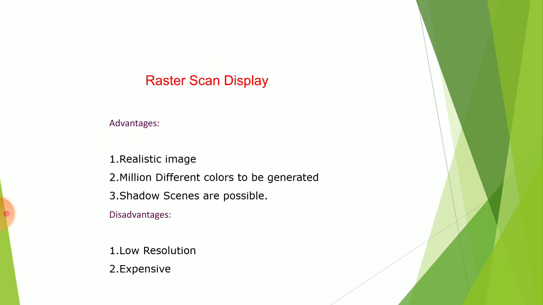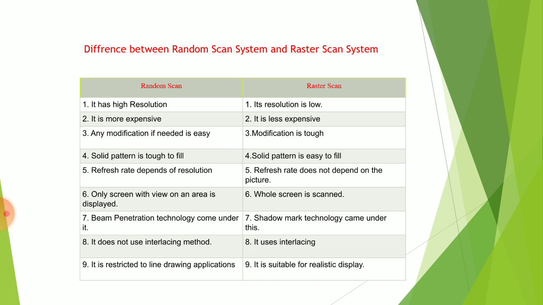The advantage of raster scan display is that it gives a realistic image, and more colors can be displayed in raster scan display. Shadow scenes are also possible in raster scan display. The disadvantages are low resolution and that it is more expensive compared with the random scan system.